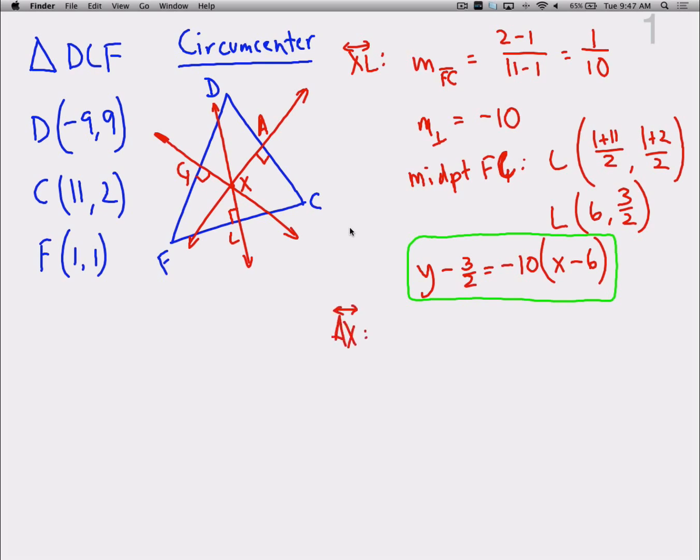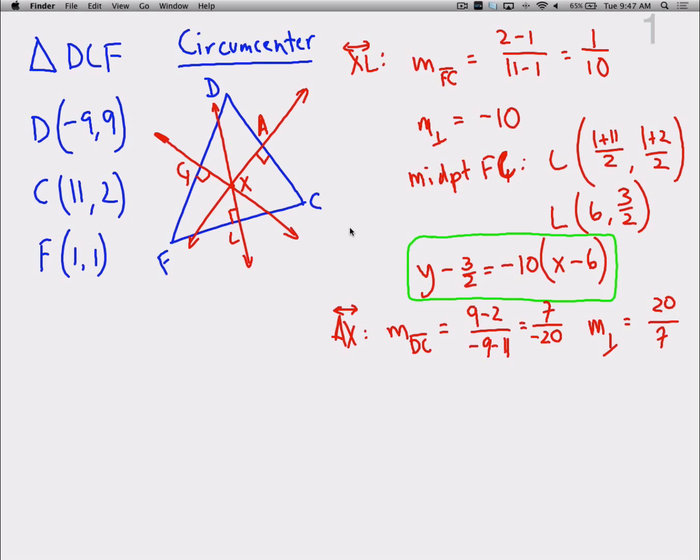Using that exact same procedure, we're going to need to know the slope of DC, which is 9 minus 2 over negative 9 minus 11. 7 over negative 20. Whoa. Yikes. Therefore, we want the perpendicular of that, which would be 20 sevenths. This one's not going to work out so nice, kids.